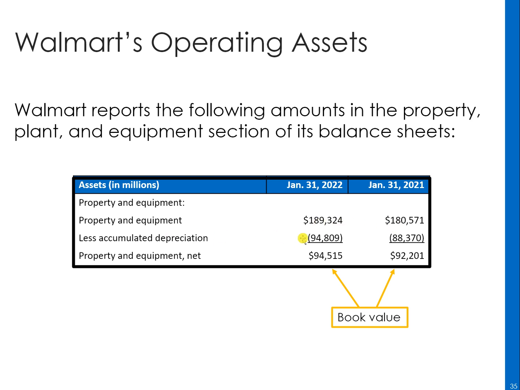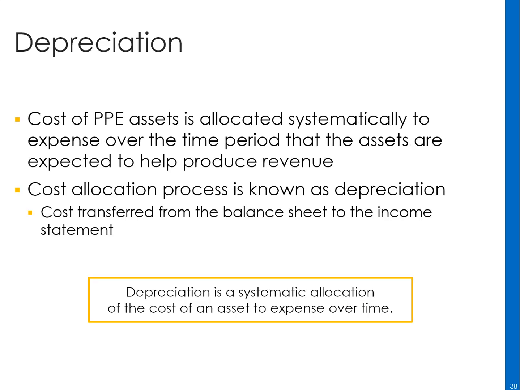Then we'll talk about depreciation. This line. When we use those PP assets to generate revenues, we're going to incur cost. These costs will be allocated systematically during the time period in which we use those assets, and we call it depreciation.